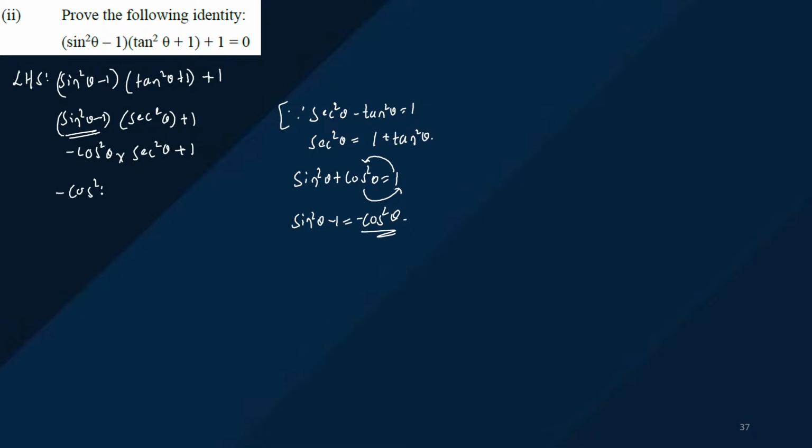So minus cos square theta, I'll keep as it is, into secant square theta. You know that secant square theta and cos square theta are reciprocals of each other. So what can I write over here? By 1 by cos square theta, plus 1, I'll keep as it is. So here I have cos square theta, they both get cancelled. Then I'll be having it as minus 1 plus 1, that is equal to 0. That is equal to RHS.